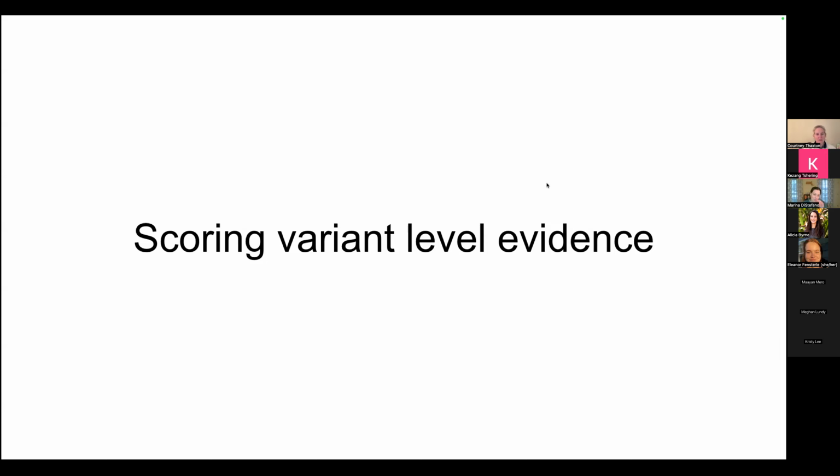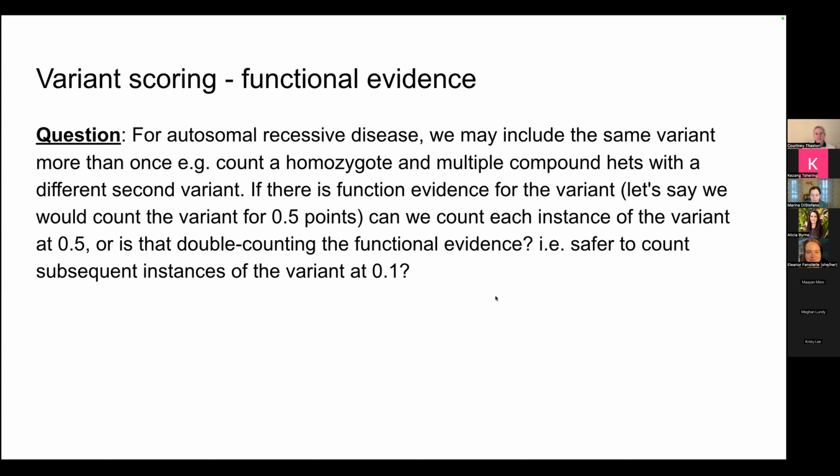Okay, so let's move on to our first question for scoring variant level evidence. And this is a good question. It does come up often. So this is related to scoring functional evidence. For autosomal recessive disease, we may include the same variant more than once. For example, count a homozygote and multiple compound hets with a different second variant, but that same original variant.